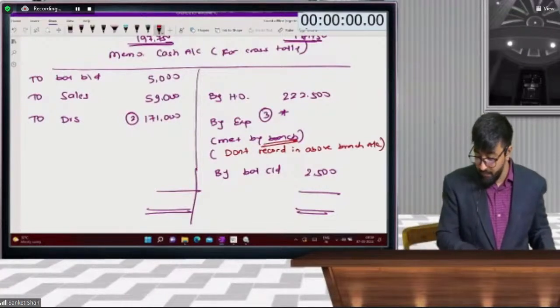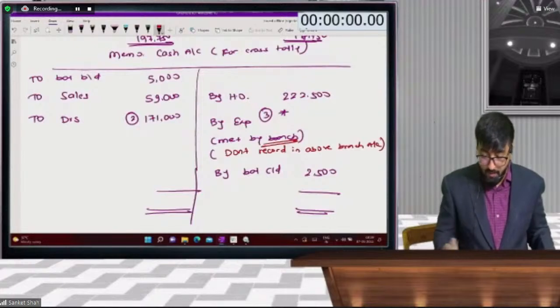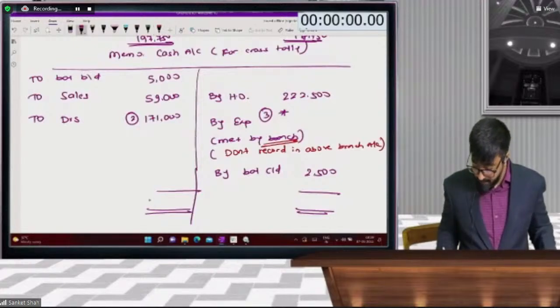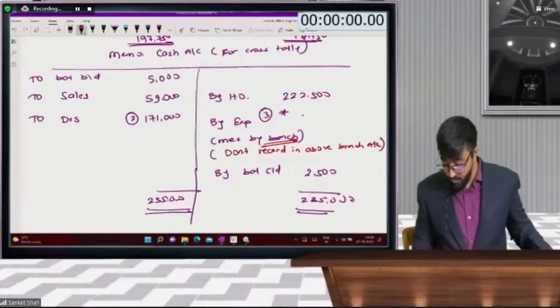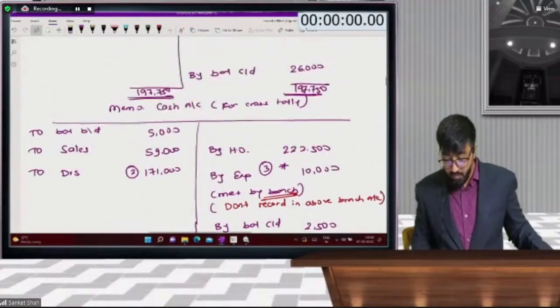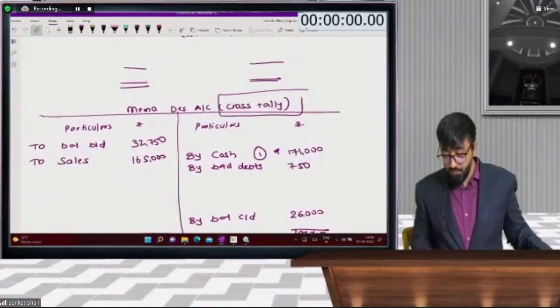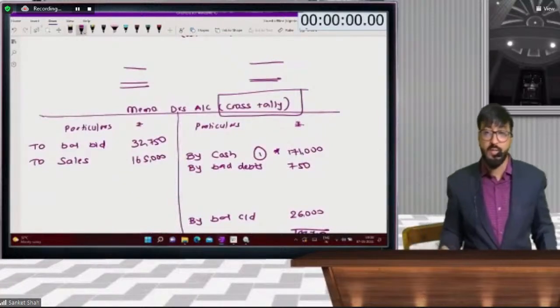5 plus 59 plus 171. What is the total? 2,35,000. So my friends, 2,35,000 is the total. It doesn't matter what amount you are getting in this account, because in HO books, we have opened this only for cross tally purpose. So this is only for cross tally.